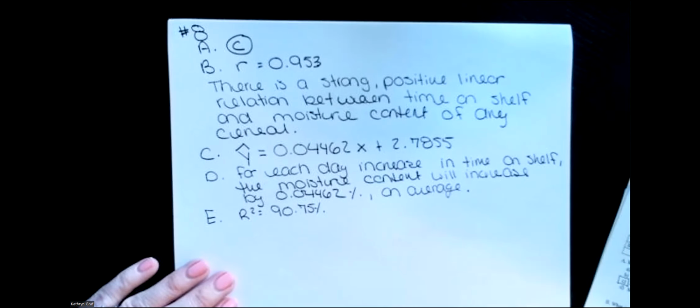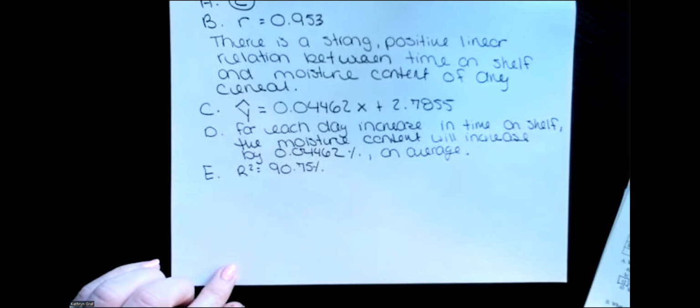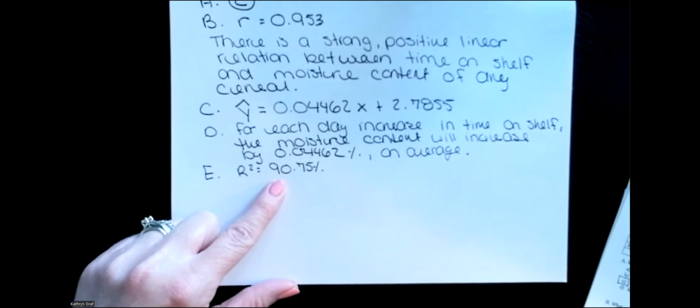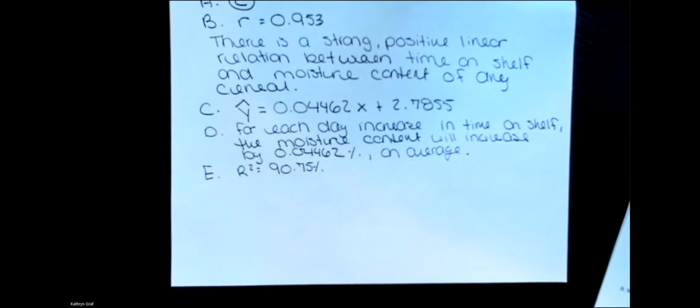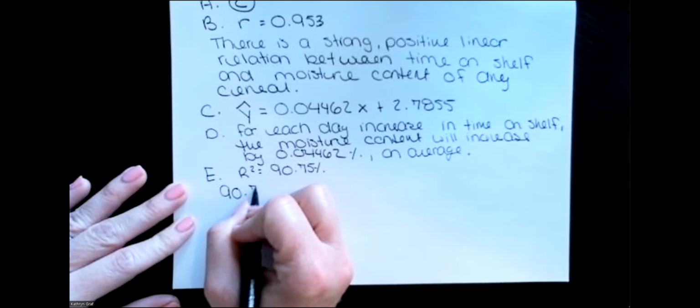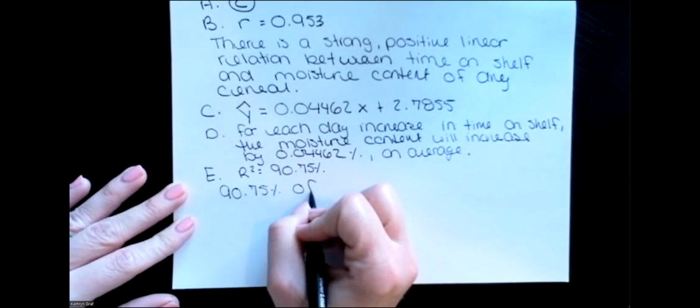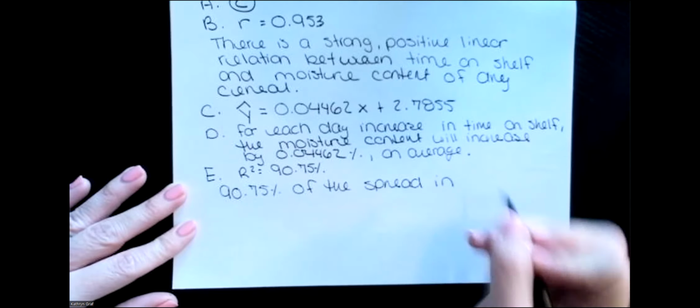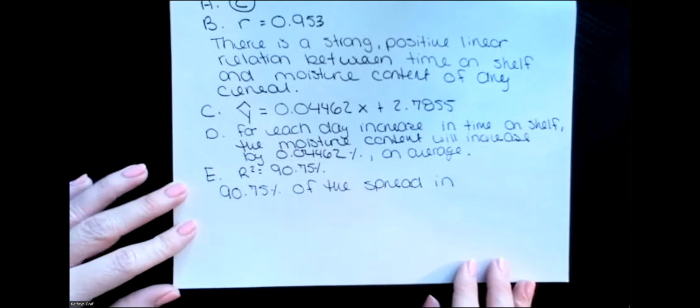It's always for each unit increase in X, what's happening to my Y. Now for part E here, R squared we already identified from the Minitab that it's 90.75, which is great. But now I want to interpret what that is. So remember, this is the percent of, or the proportion, either one, of variation or spread of my Y values that's explained by my regression line. So I'm just going to write that out. So I'm just going to say 90.75% of the spread, or you could say variation, and now the Y was moisture content.